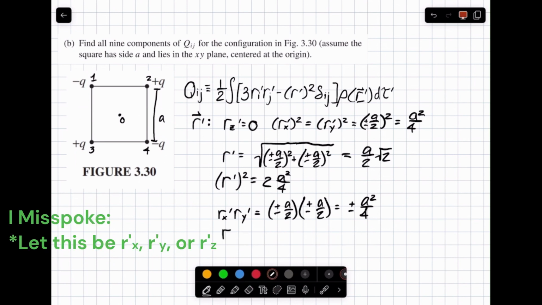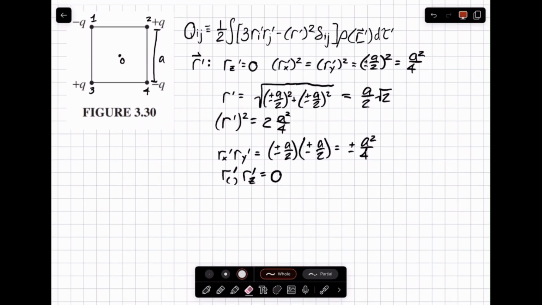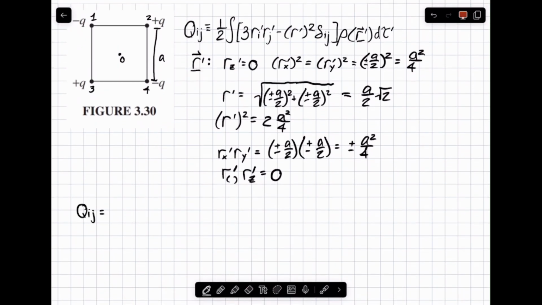I also know that if we have any term here, let this be x or y, multiplied by r prime z, this is going to equal 0, because the z component is equal to 0. So now that we have some general rules written down, some things we know about r prime, now we can evaluate the 9 components. Because we're dealing with discrete charges, something kind of interesting happens to this integral. I'm going to rewrite this with double primes, and I'll explain what I mean with the double primes in a second.